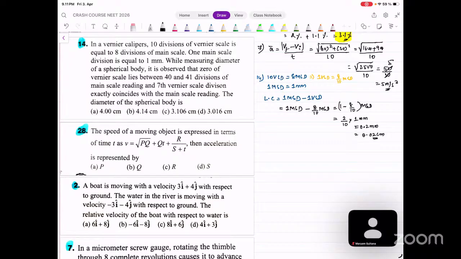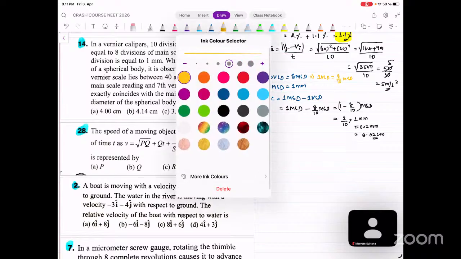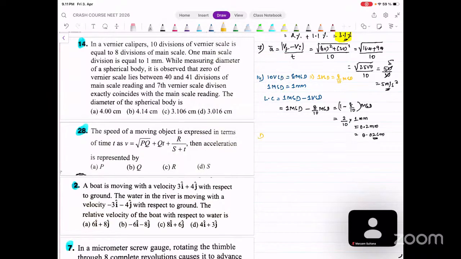Okay, what is being asked? The diameter of the spherical body. What formula will you use for the diameter, beta? What is the formula for diameter? That means the reading of the vernier scale will be equal to, do you remember the formula, main scale reading plus vernier scale reading multiplied by least count. What is the main scale reading here, beta? What is the main scale division which is coinciding?